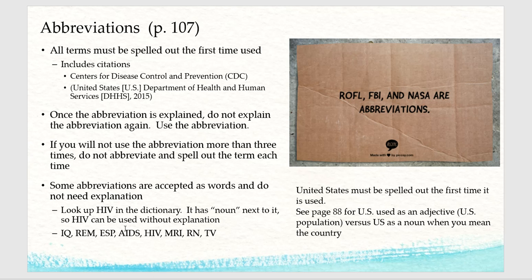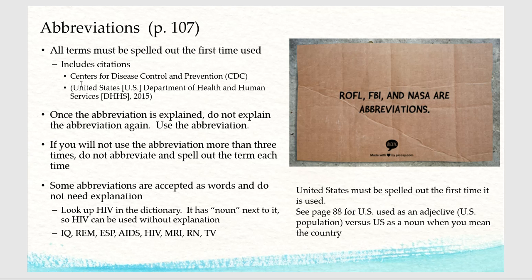So if you look up HIV in the dictionary, it has noun next to it. So HIV can be used without explanation. Here are some other ones: IQ, REM for REM sleep, ESP, AIDS, HIV, MRI, RN, TV. If you look up US in the dictionary, it will say abbreviation next to it. It can mean ultrasound as well as the United States. So that's why it must be spelled out each time.